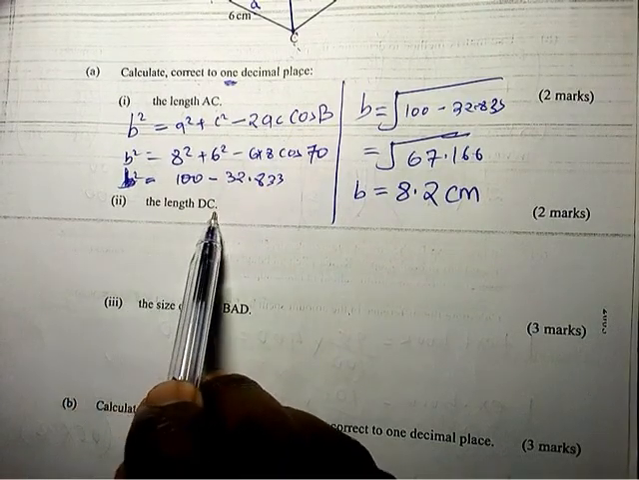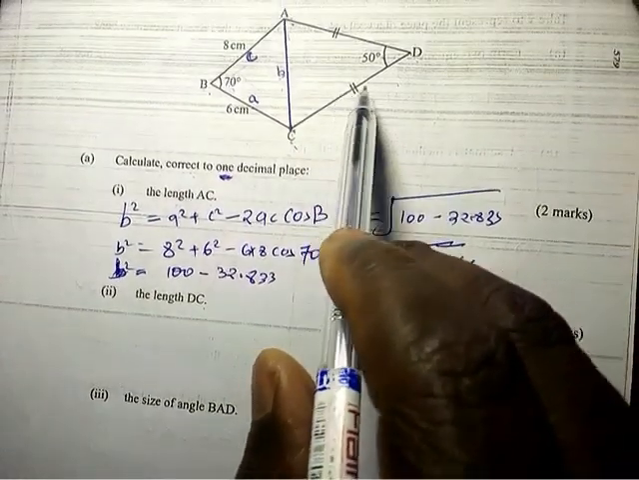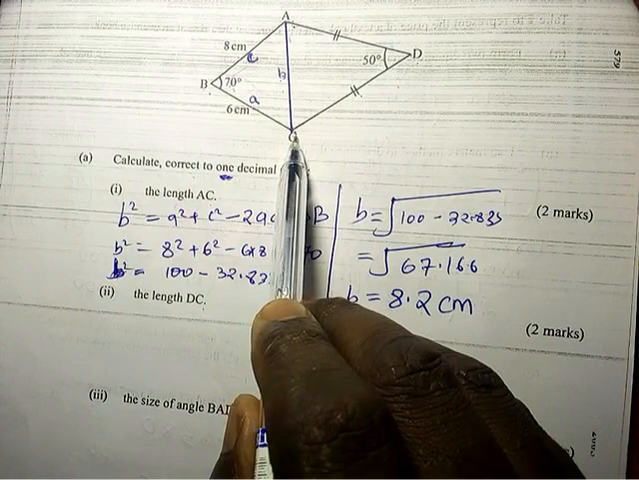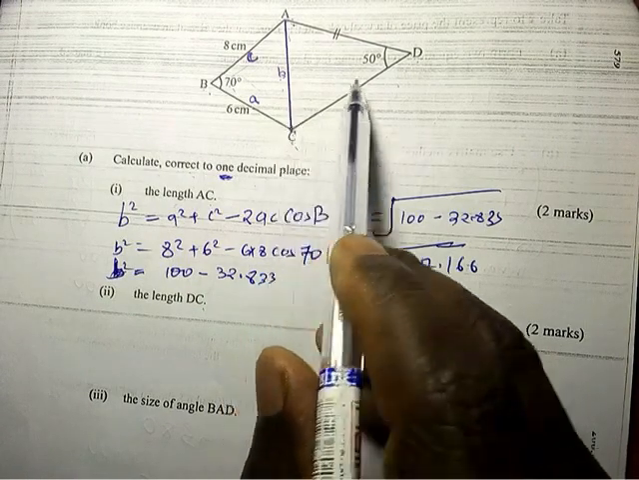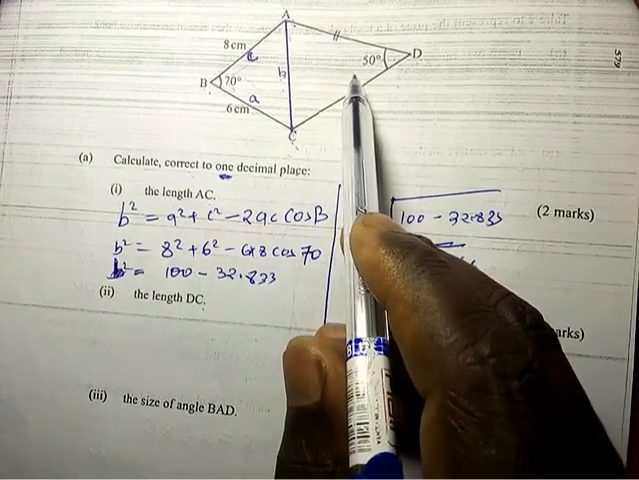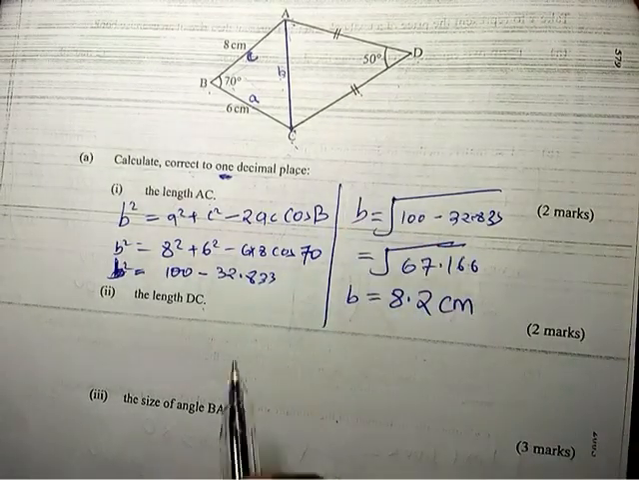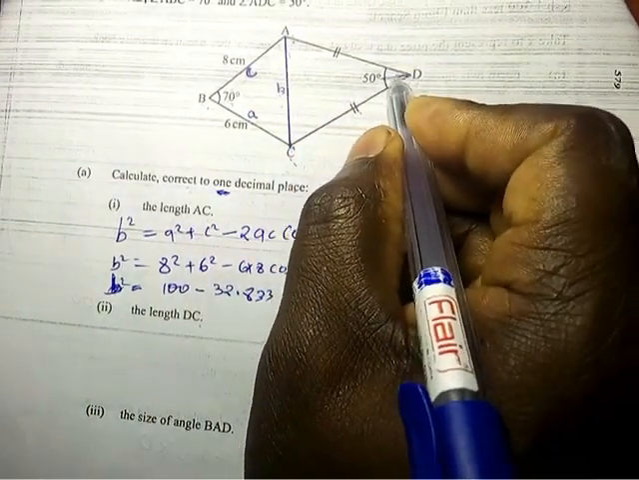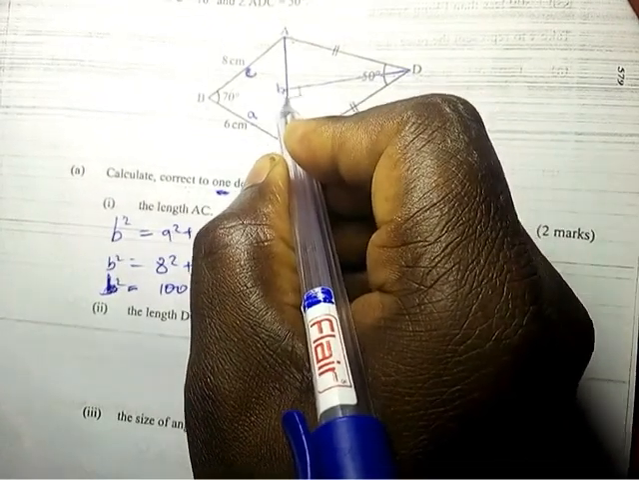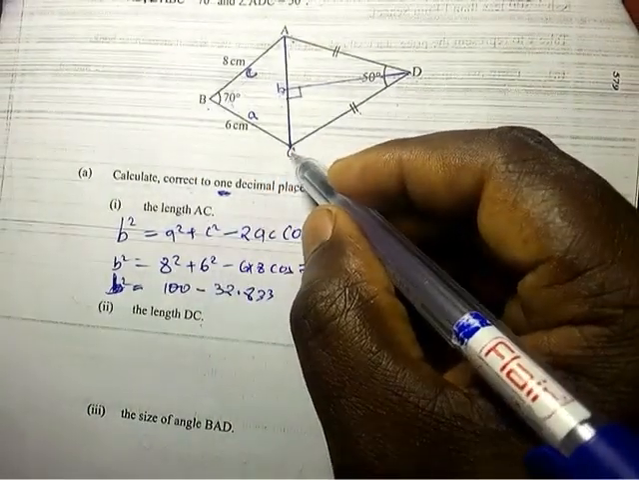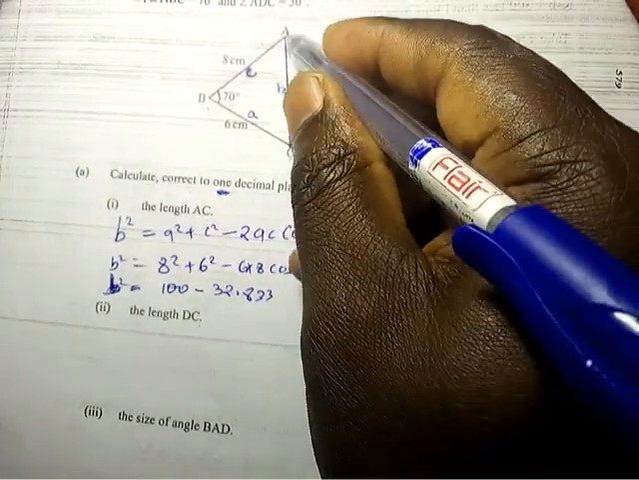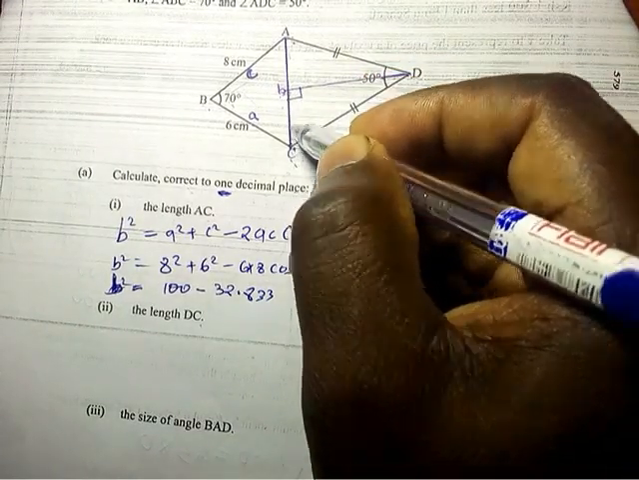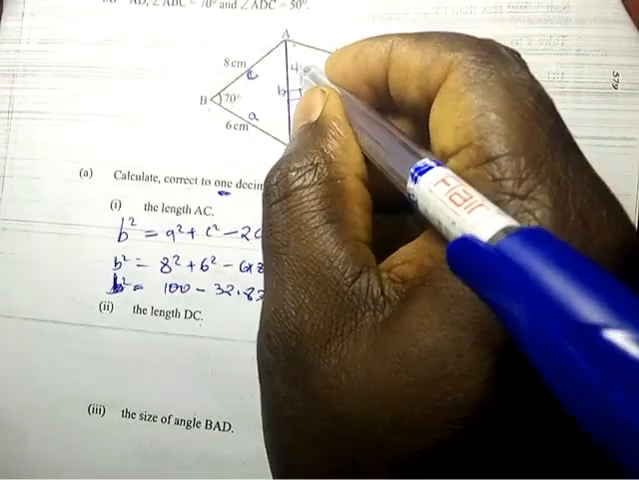The length DC. Now we want to calculate the length DC. DC is very simple. We can use the Pythagoras theorem, or we can use SOHCAHTOA. So let me sketch this one. This is a right angle triangle here. We want to get DC, but we know from here up to here is 8.2, meaning from here up to here is 4.1. Here is 4.1 and here is 4.1.